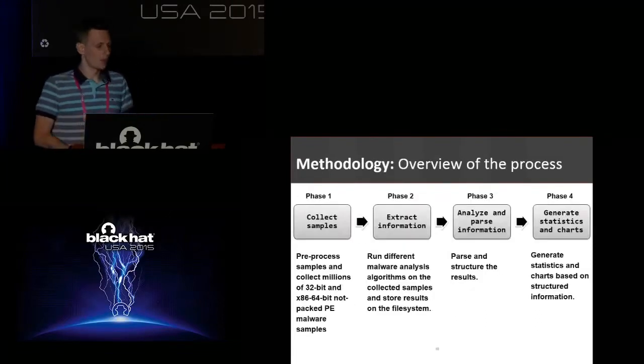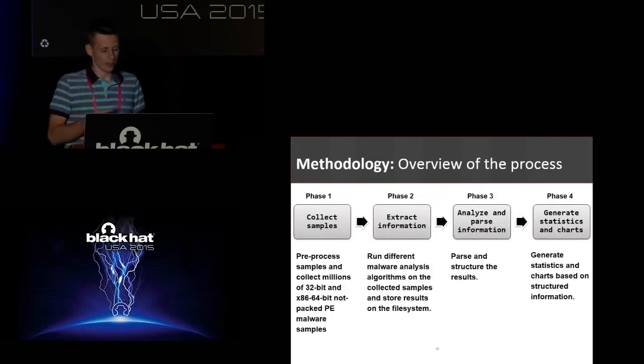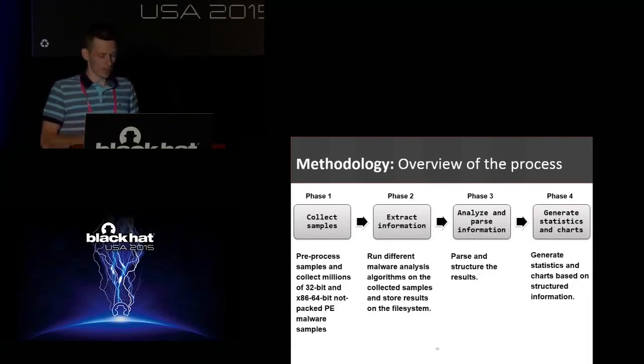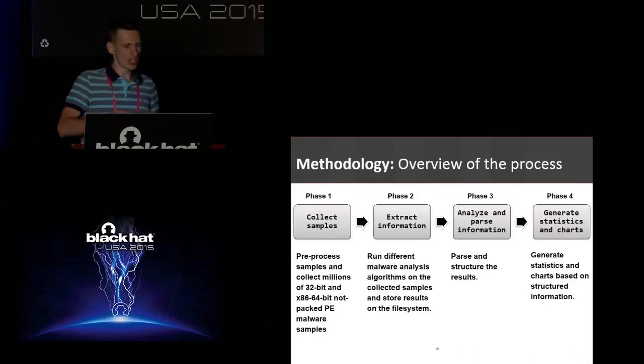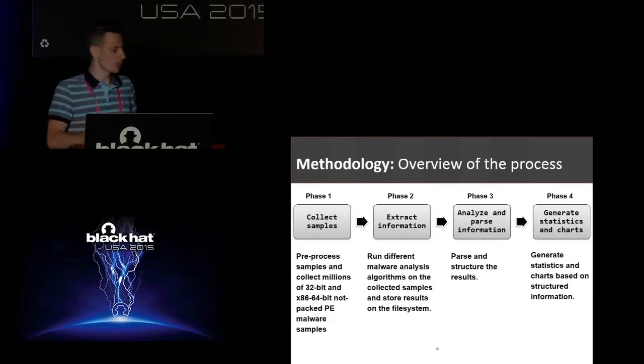This is a brief overview of the process. We have several phases, let's say four phases here. In the first phase, we were collecting samples. What does collecting samples mean? We had samples from multiple public sources, and the idea was to obtain 2 million samples which meet our requirements, meaning that they're Microsoft Visual C++, 32-bit or 64-bit.